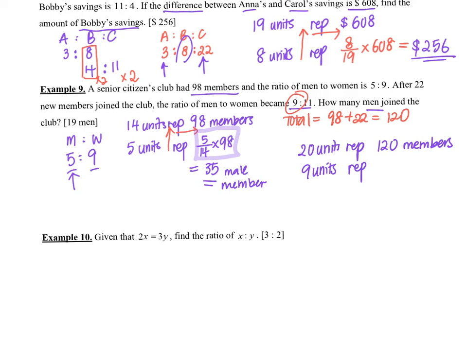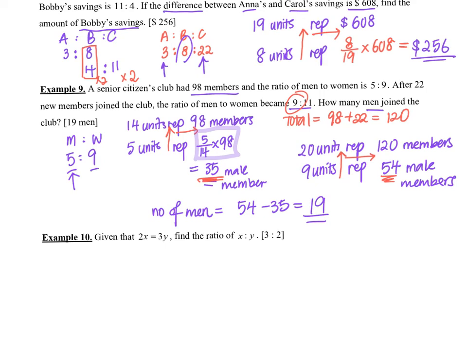How do we do this? We take 9 out of a total of 20 times 120. So 9 over 20 times 120. I'm not going to write the working. I'm going to write the answer straight away. 54 male members now. So before that it was 35. Now after this is 54. So how many men joined the club? So number of men. Write a quick description. 54 minus 35 to give me 19 men.